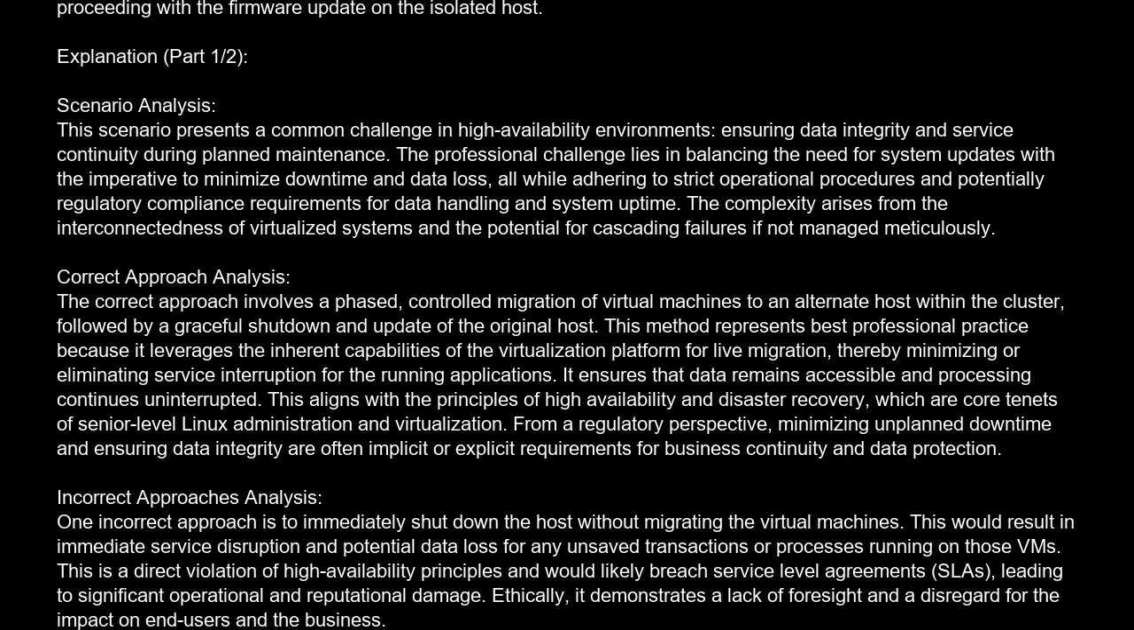The correct answer is C. Initiate a live migration of all virtual machines from the target host to other available hosts within the cluster before proceeding with the firmware update on the isolated host.